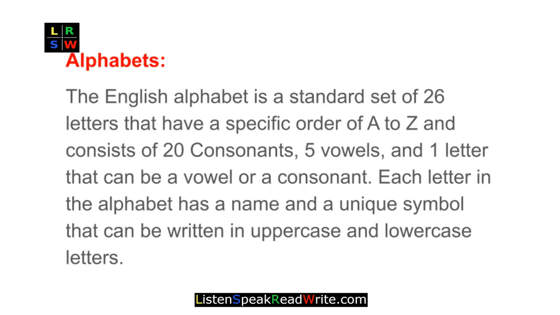The English alphabet is a standard set of 26 letters that have a specific order of A to Z and consists of 20 consonants, 5 vowels, and 1 letter that can be a vowel or a consonant. Each letter in the alphabet has a name and a unique symbol that can be written in uppercase and lowercase letters.